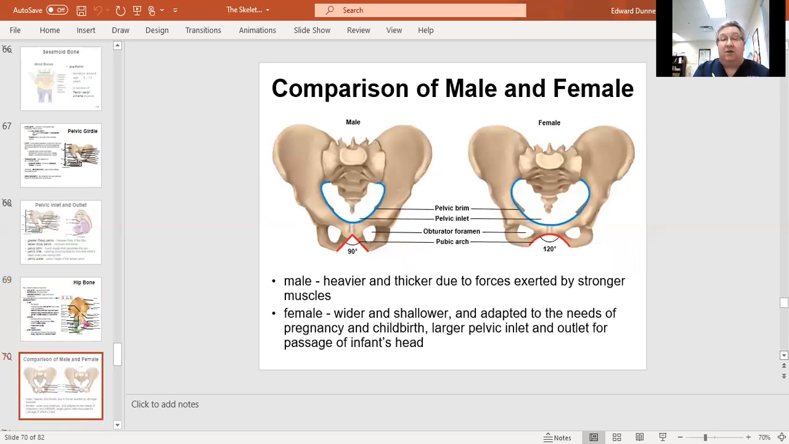This is just a comparison of the male and female hip and the pelvic opening. The male is heavier and thicker, but the female is wider to allow for pregnancy. And remember, certain hormones in a woman will actually soften up the area and soften up the cartilages, like the pubic symphysis, to allow for the head of the baby to come through successfully.